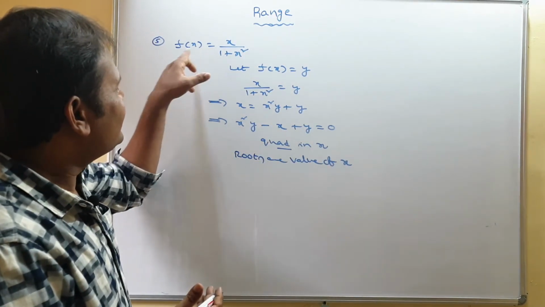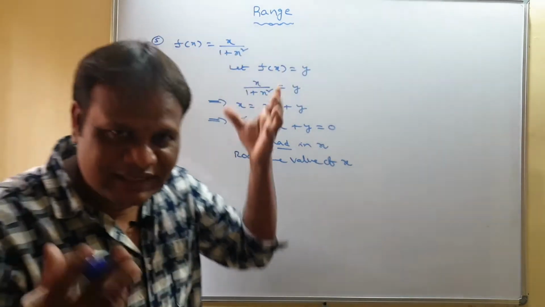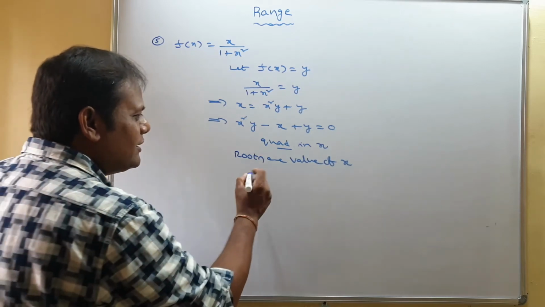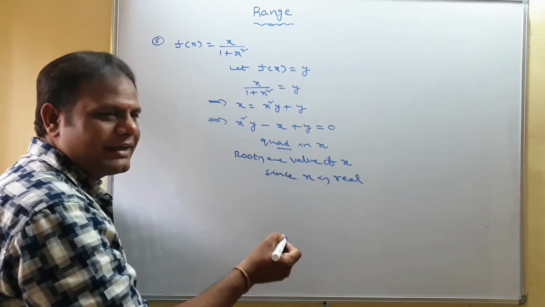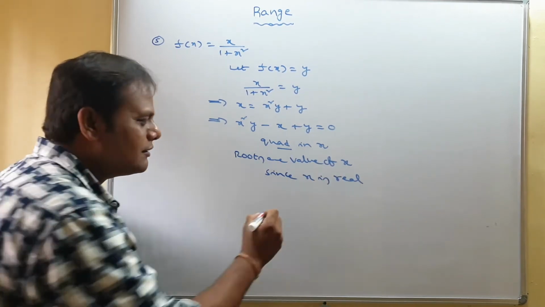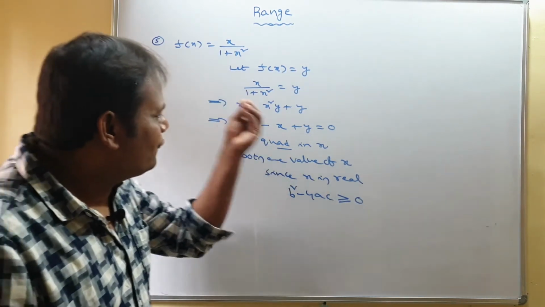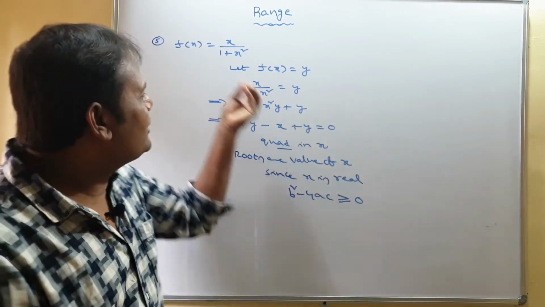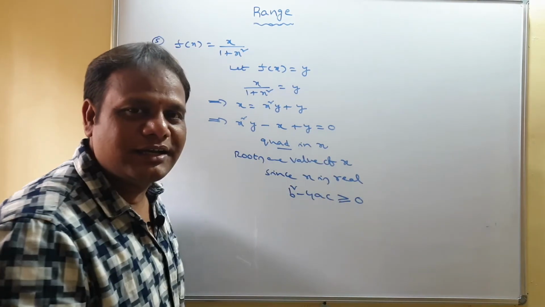But here x represents the domain. Domain means here the x values are real values. Yes, we take inputs as real values only. So since x is real, x represents the roots, so the roots are real. When roots are real, b square minus 4ac is greater than or equal to 0. So when x exists, x should be a real number, so b square minus 4ac must be greater than or equal to 0.